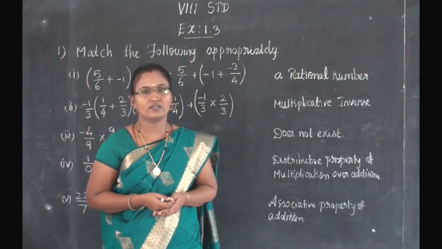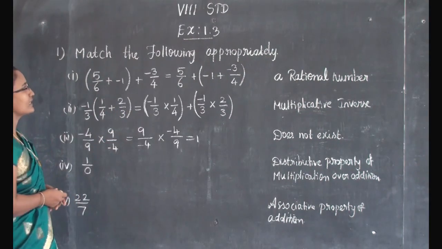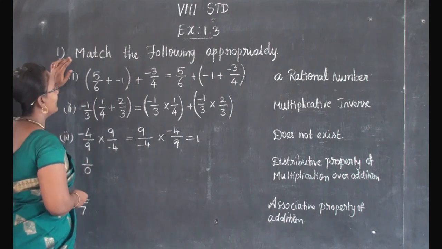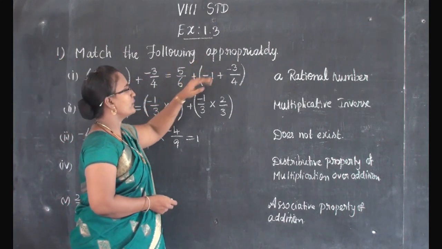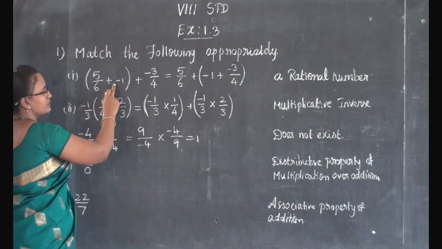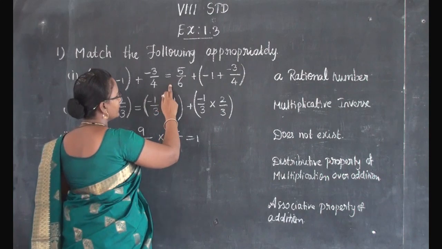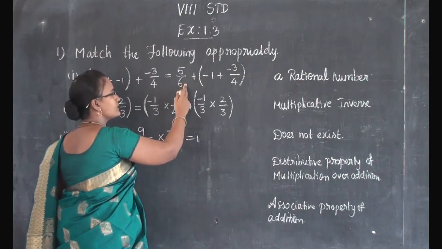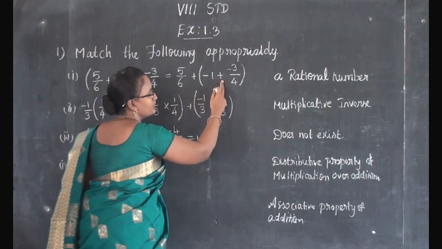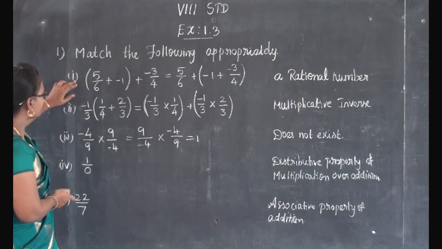Today's video session, we are going to solve exercise 1.3. Look at this exercise 1.3. Match the following appropriately. First one: 5/6 + (-1 + -3/4) = (5/6 + -1) + -3/4. This is here.